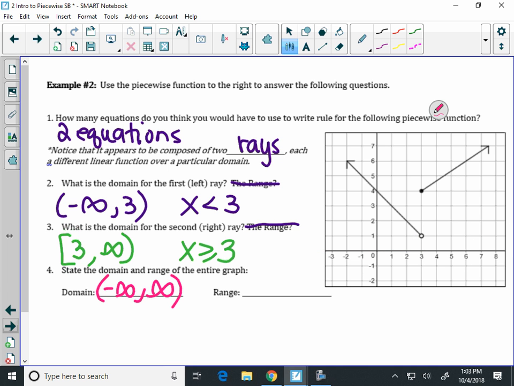Where's the lowest y value? 1. 1 gets a parenthesis. And then what happens with my range? This one goes, from this dot, it goes up forever, right? Then I have a gap here. But even though there's a gap, if I covered up the top equation, are there still y values happening in the gap here? Yeah, there is. So then this one goes up forever, too. So what do you think should be my range? From 1 to infinity. Yeah, there's no break this time. So I go from 1 to infinity. All those y values get an output.